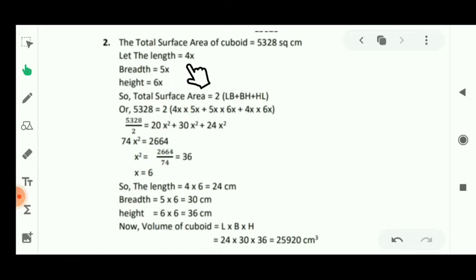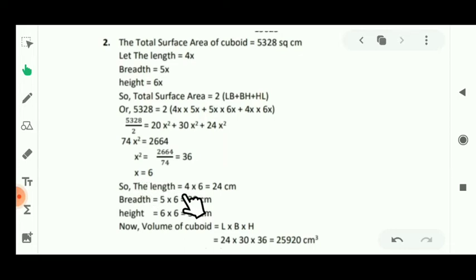The length, breadth and height are given in the ratio. So firstly we will let the length be 4x, breadth 5x and height 6x. As you know, the formula of surface area of cuboid is 2 bracket LB plus BH plus LH. So we will apply the values of L, B, H in this formula, and as you know that the total surface area of cuboid is given, that is 5328. So we will put it here instead of the surface area of cuboid. From here we can find out the value of x easily.